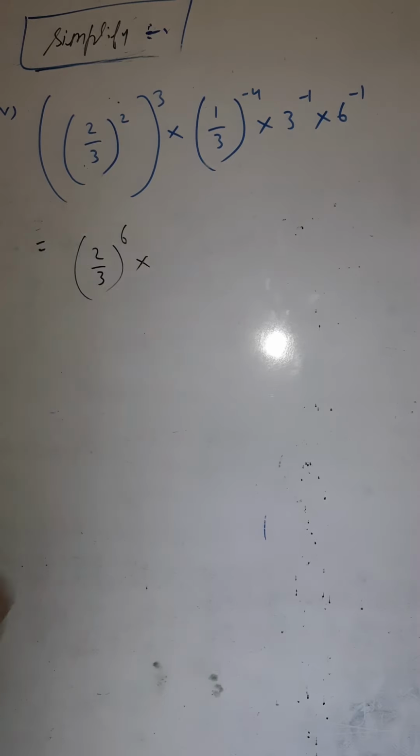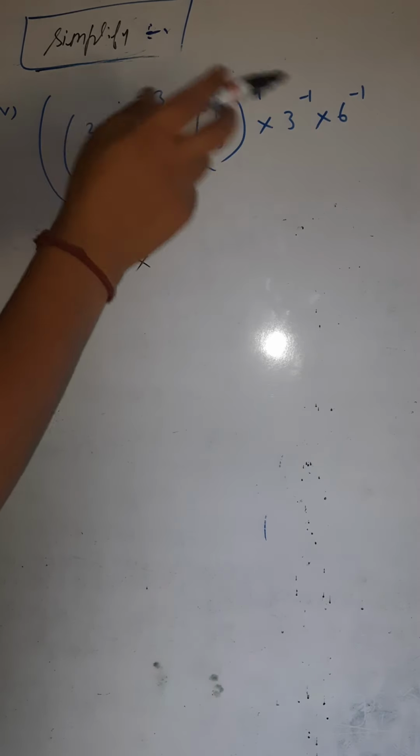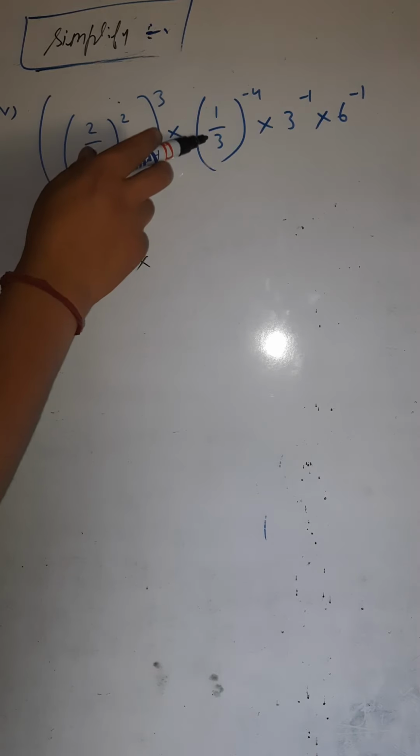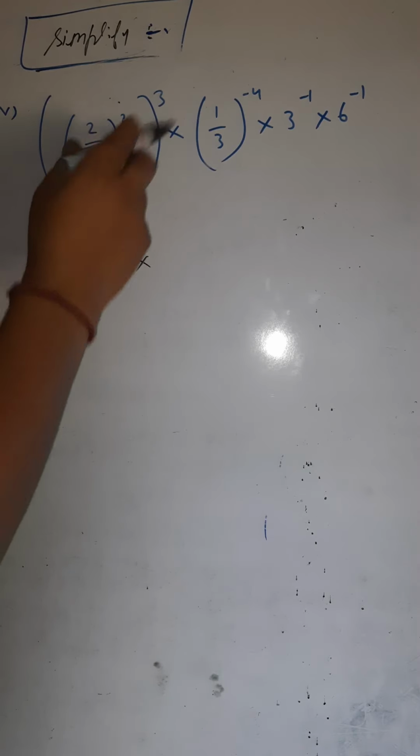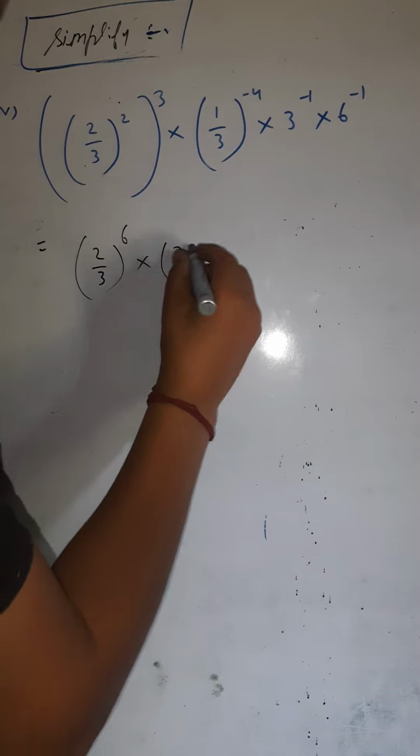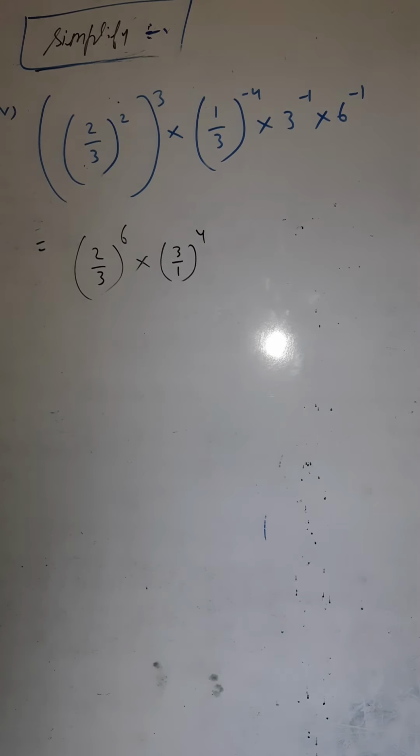Now next, (1/3)^-4. I would make this exponent positive. How? I just write the reciprocal of the inside fraction. So it would be 3/1, and the power becomes positive 4.